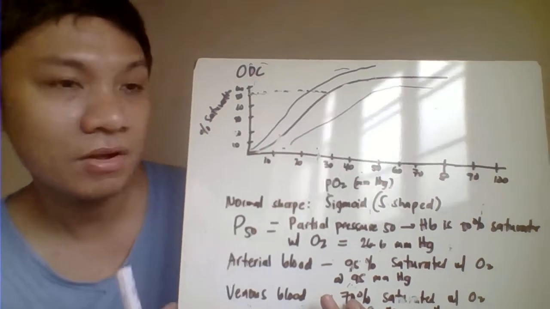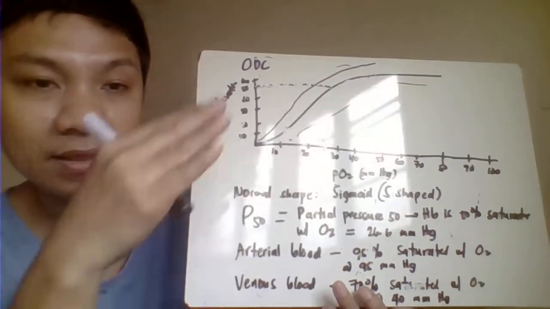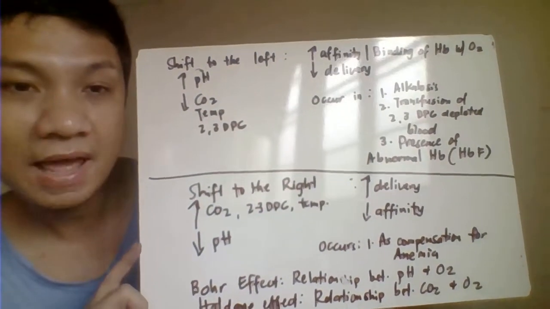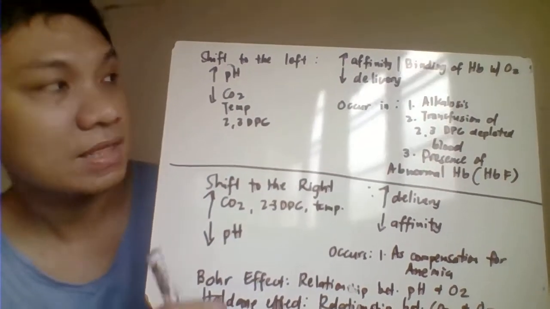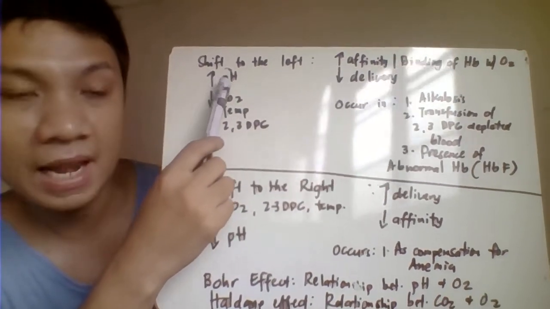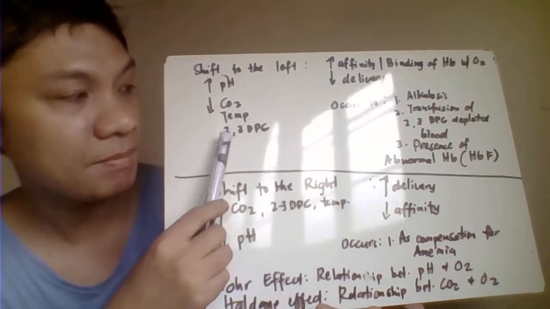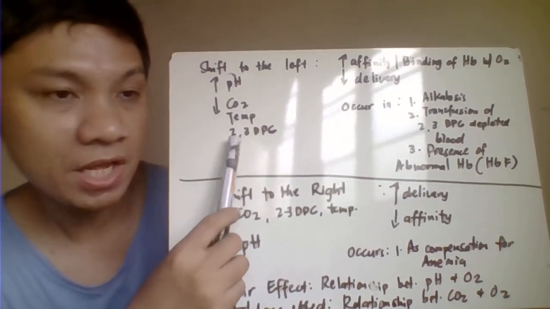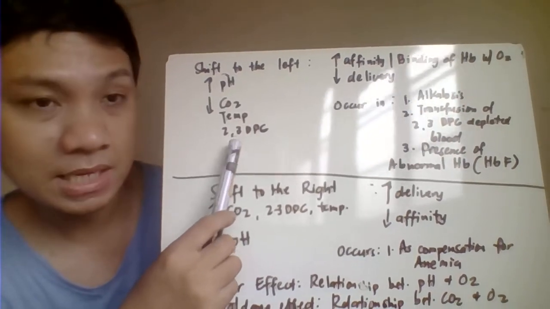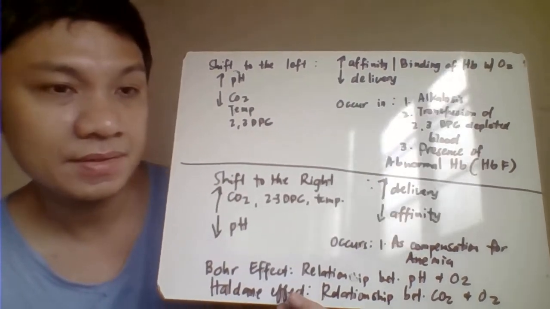Kailan nag-shift ang ating oxygenation curve to your left? Left of your standard na graph. Okay, so shift to your left would eventually occur here in the following conditions. Pag mataas ang pH, okay, this is your alkalosis. Pag mababa ang other factors like carbon dioxide, mababang temperature, and mababang level ng 2,3-DPG.